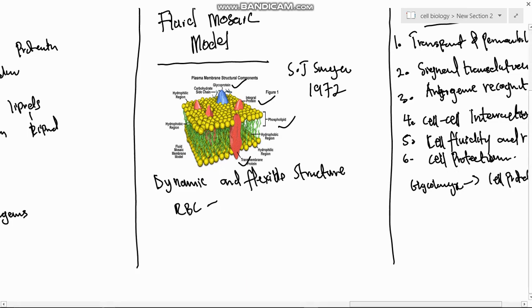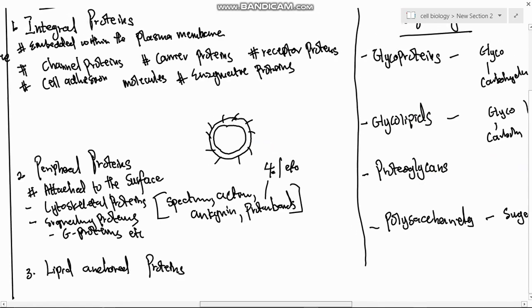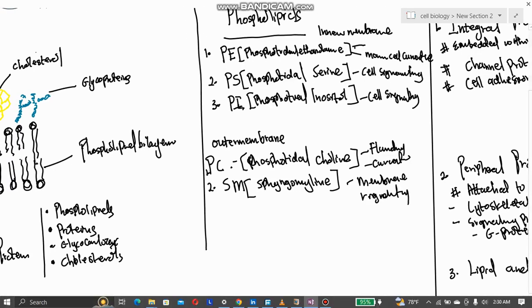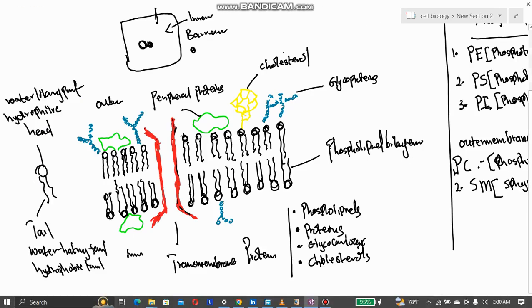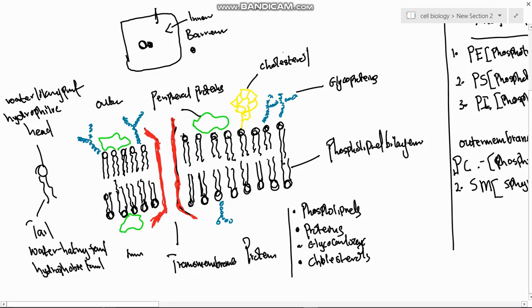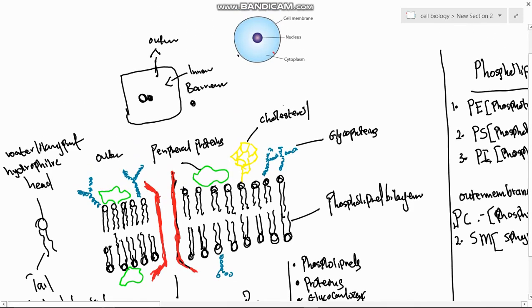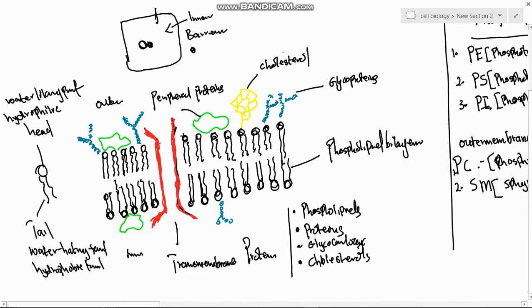So let's do a very quick revision of what we've just done. We started by talking about the plasma membrane. We said the plasma membrane is made up of a phospholipid bilayer, which has a hydrophilic head and hydrophobic tail. The main function of the plasma membrane is to serve as a selective barrier between the intracellular compartment and the extracellular compartment. We talked about the various components: the peripheral proteins, the cholesterol, the glycoproteins, the phospholipid bilayer, and the transmembrane proteins.